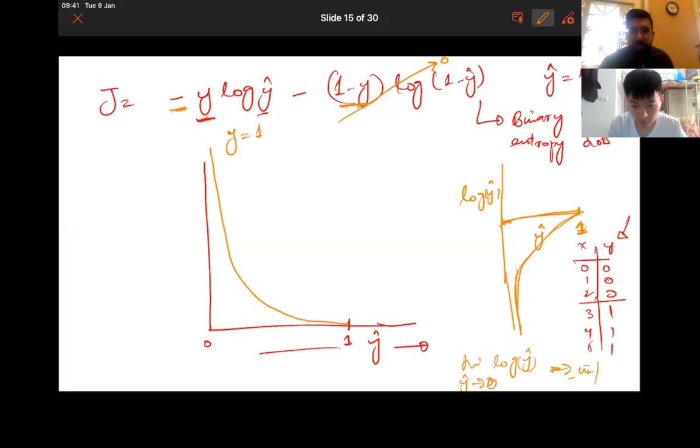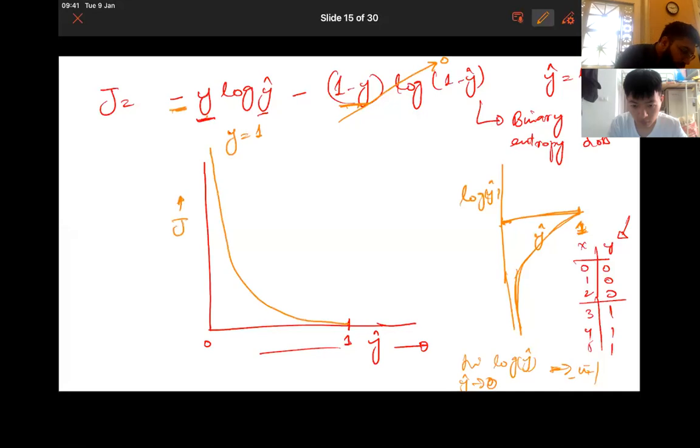Everyone understands this? If y is equal to 1, my loss function is this. This is 2. Is everyone on the same page? Everybody understands how the loss function looks? Excellent, great. So now let's look at what this means.